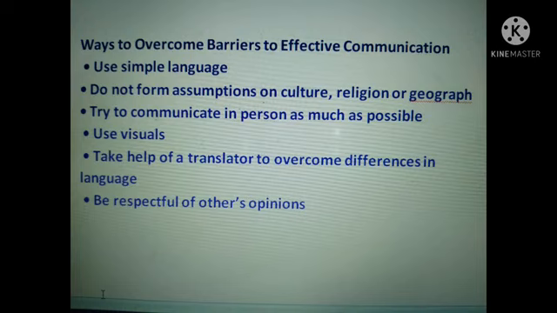Ways to overcome barriers to effective communication: use simple language, and do not form assumptions on culture, religion, or geography. Try to communicate in person as much as possible. Use visuals. Take the help of a translator to overcome differences in language. Finally, be respectful of others' opinions.